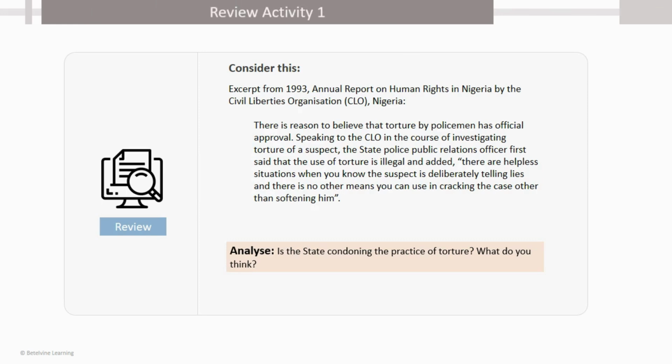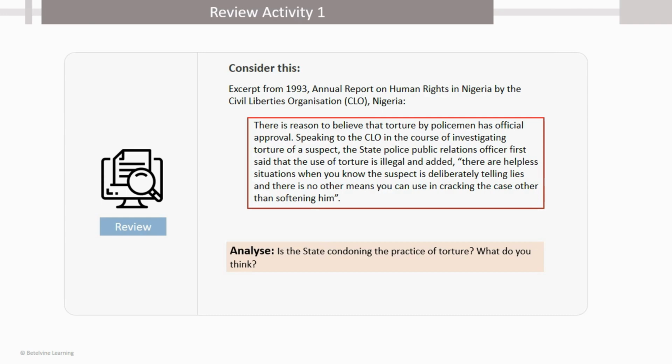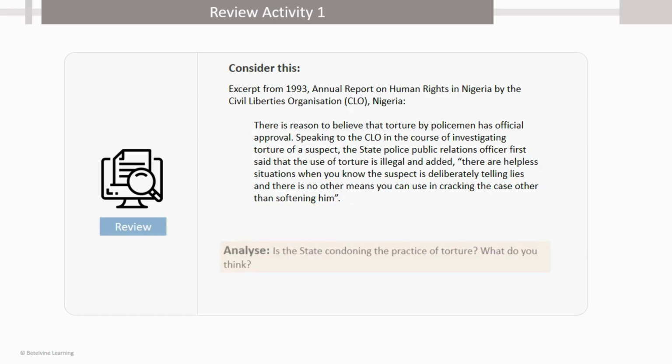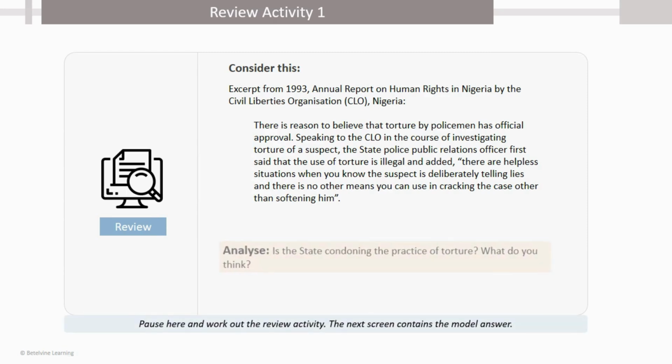In the first example, you find the excerpt from a 1993 annual report on human rights in Nigeria by the Civil Liberties Organization. In the excerpt, the police officer is acknowledging that torture is used to gather information from suspects. The question: is the state condoning the practice of torture? What do you think?